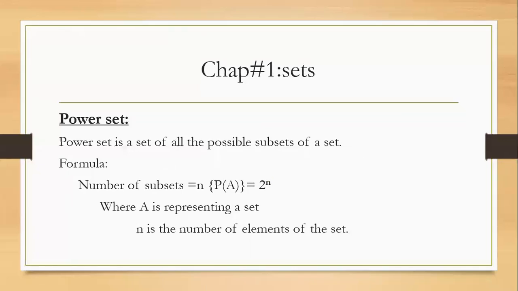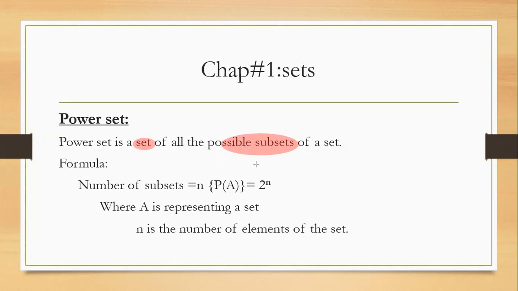A power set is a set of all possible subsets of a set. Now, the formula for finding the possible number of subsets. Here you can see that possible subsets are written. Okay, a power set is a set of all the possible subsets of a set.